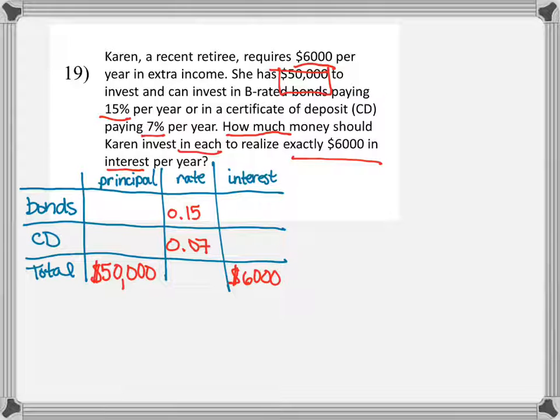We want to know how much Karen should invest in each. So the principal that she invests in bonds and the principal that she invests in CDs. One of them can be assigned your variable. I'm going to assign X to the amount that she invests in bonds. And I can define my variable just by putting it in the table here. So if she invests X dollars in bonds, then she must be investing $50,000 minus X dollars in CDs, because together those must add up to $50,000.